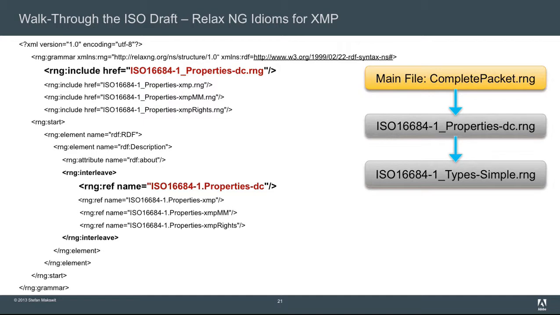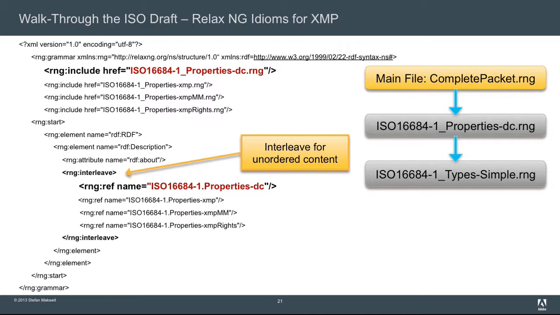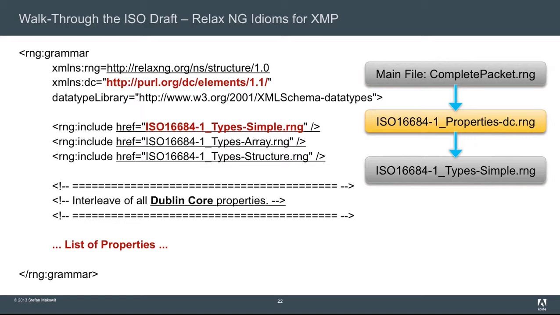So they appear two times, the include file and the reference of the named pattern. And very important is this interleave tag. This is a RELAX NG feature. That means that each property of all schemas can appear in an arbitrary order in the XMP packet. It doesn't matter. They don't need to be sorted by schemas or alphabetically or whatever to be validated. That's a very strong feature of RELAX NG. So the next file, this is actually an excerpt of the Dublin Core property file.